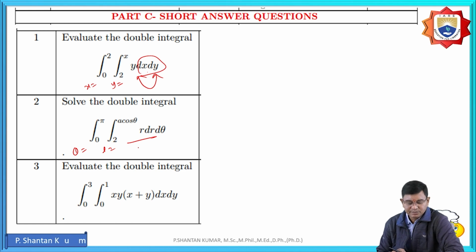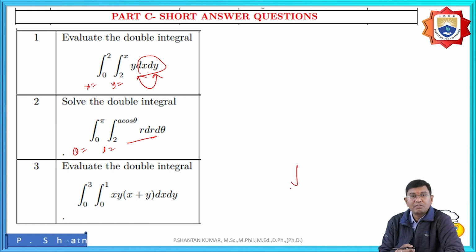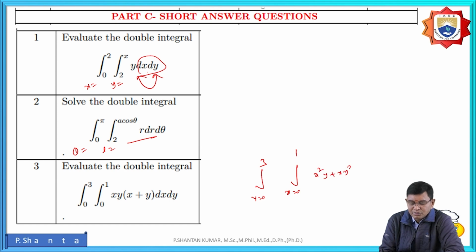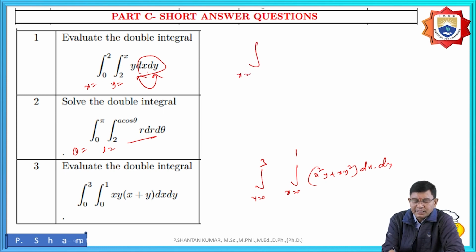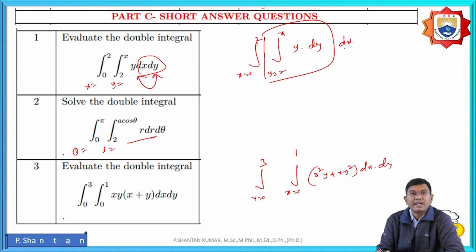And again after that x. And last one, we also need to assume, no problem, by taking x is equal to 0 to 1, and again y is equal to 0 to 3, that is x square plus x into y square, first dx and also dy. But in this only, the first one only, x is equal to 0 to 2, and again y is equal to 2 to x, y into dy first you calculate, and again after that with respect to dx only, conditions.